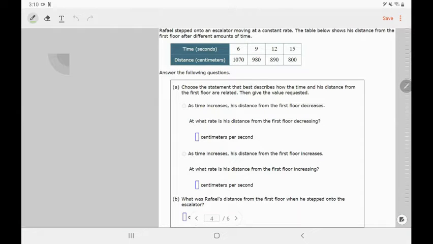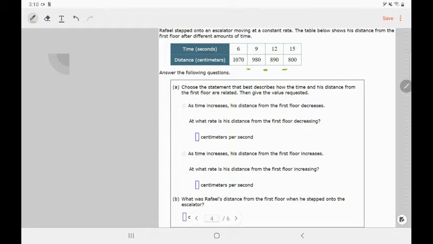Raphael stepped onto the escalator, moving at a constant rate. The table below shows his distance from the first floor after different amounts of time. So 6 seconds, he was at 1,070, 9 seconds, 980. Well, notice that what's happening is that this is a decrease, this is a decrease, this is a decrease. So as more time goes on, his height is decreasing, meaning when he steps on his escalator, he's going down instead of up. So let's answer the first question.